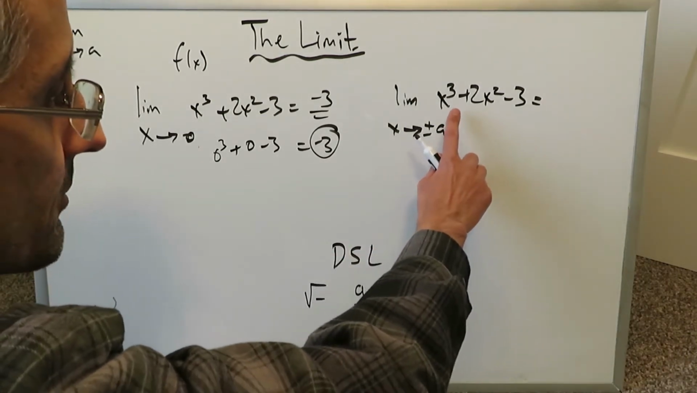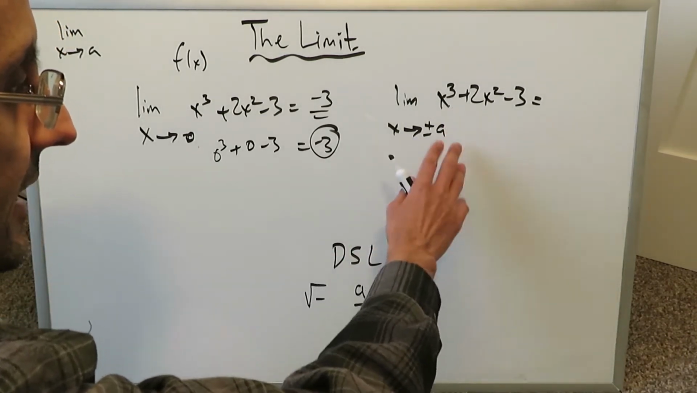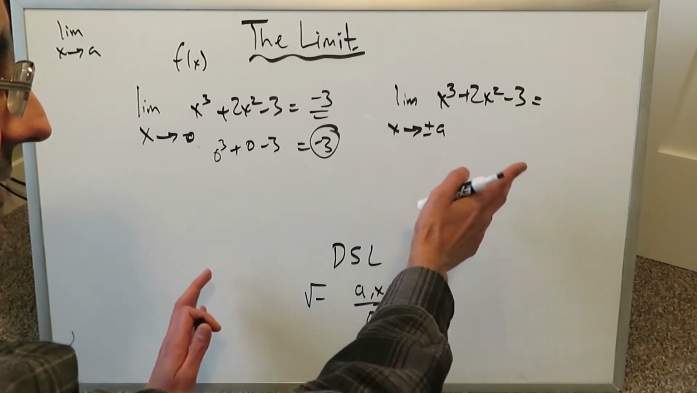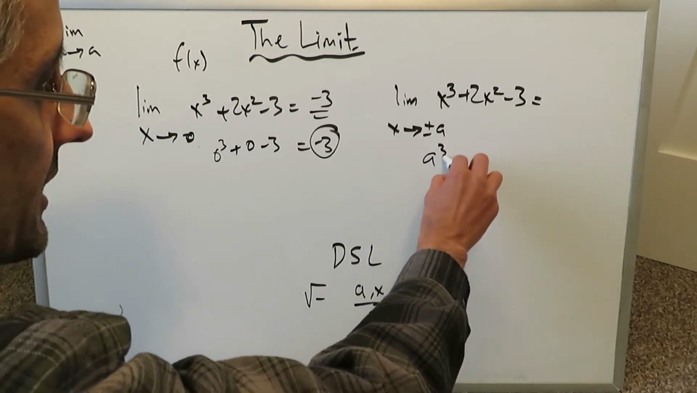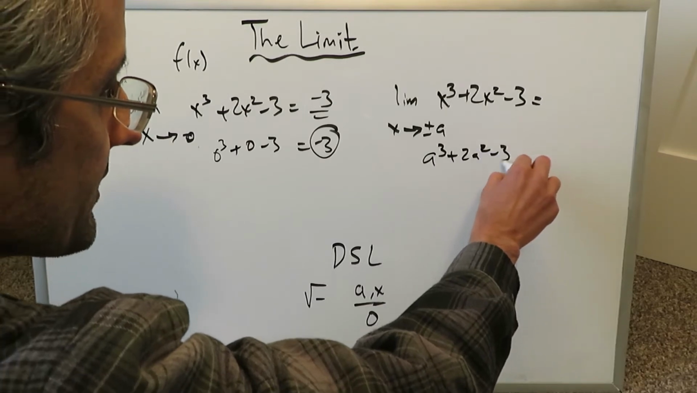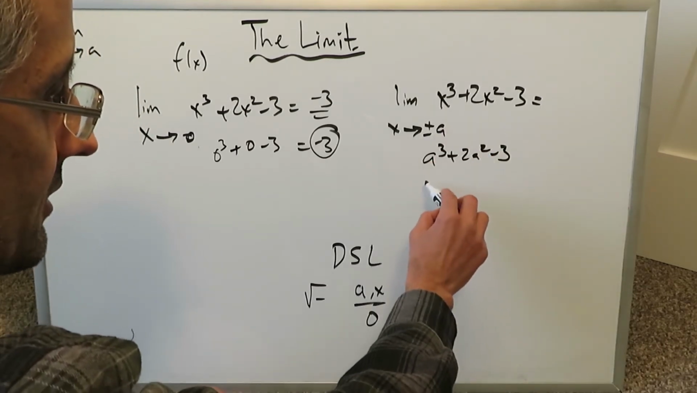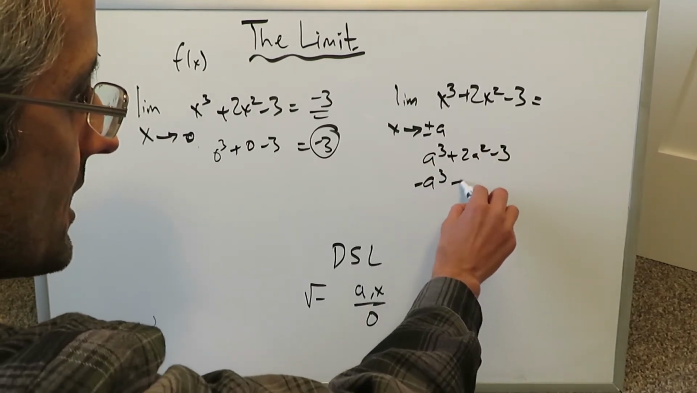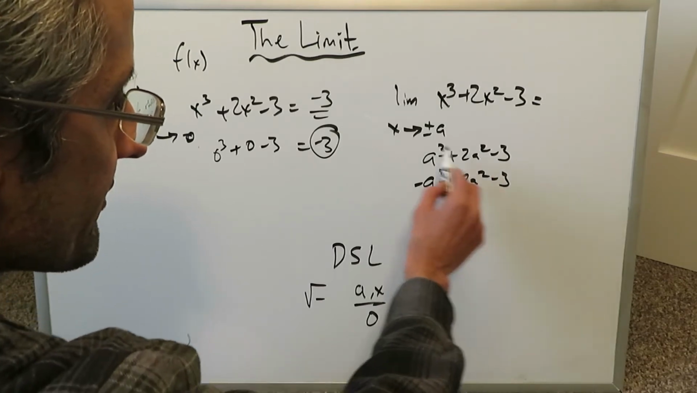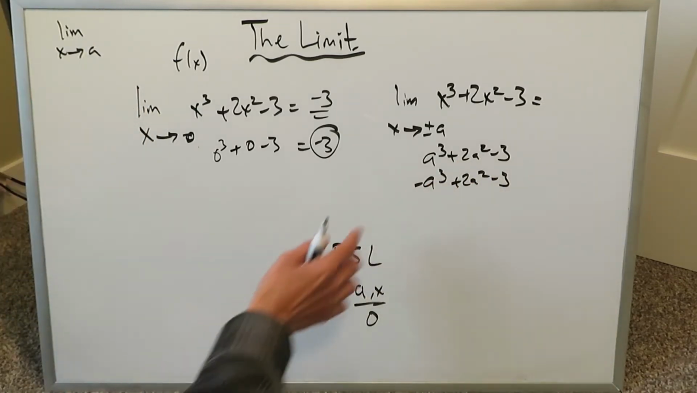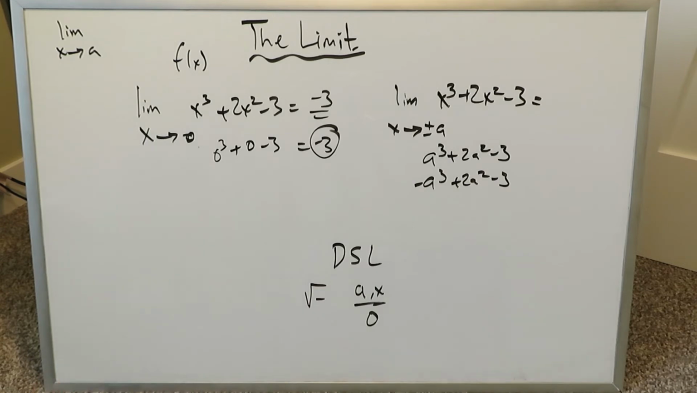Likewise here, a could have been 110, a half fraction, or minus 5, whatever. You can put a cubed plus 2a square minus 3. If you're looking at a positive a value, you could have done that, or minus a cubed plus 2a square minus 3 if you're plugging in minus a. But again, we're using the direct substitution property of limits.